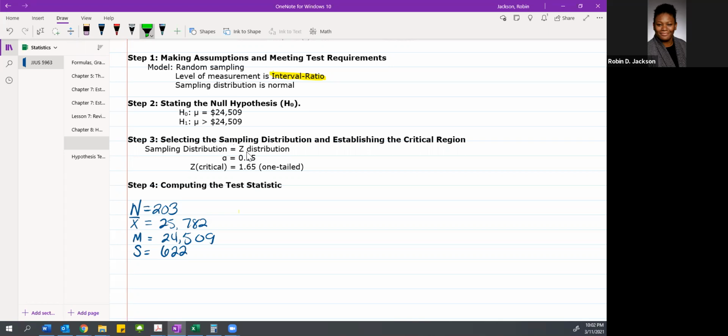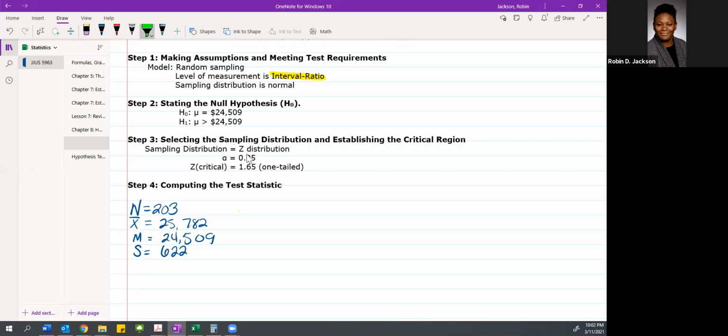All right, so then you say what your critical value is. Is this going to be a Z critical or T critical? We've already figured out this is a Z distribution, so you're doing Z critical, and you write the corresponding score. For this one, it's going to be 1.65 because we're looking at a one-tailed test. If it was a two-tailed test, it would be 1.96, but we're doing a one-tailed test, okay?